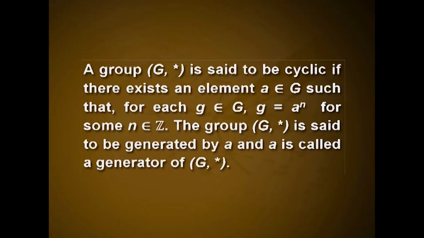Definition: a group (G, star) is said to be cyclic if there exists an element a in G such that for each element g in G, g is equal to a raised to n for some n element of Z. The group (G, star) is said to be generated by a, and a is called the generator of the group. In the notation for an additive group, one where the binary operation is addition, the element a is a generator if for all g in G, g is equal to n into a for some integer n.